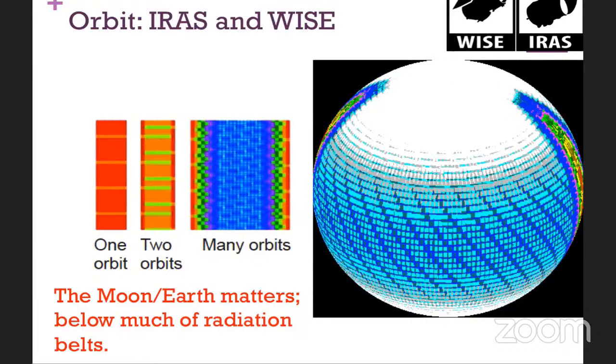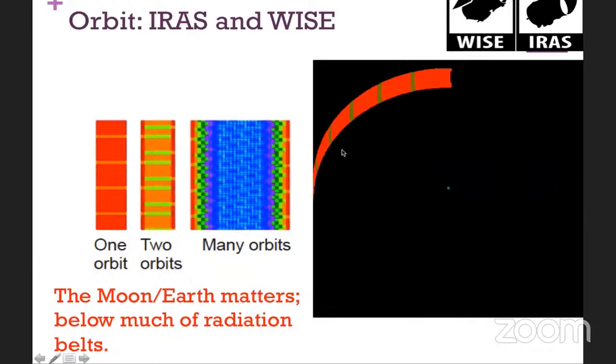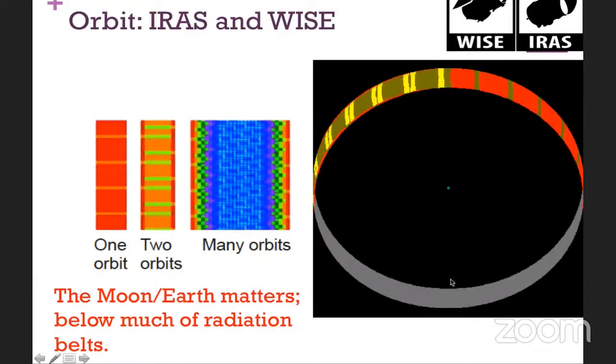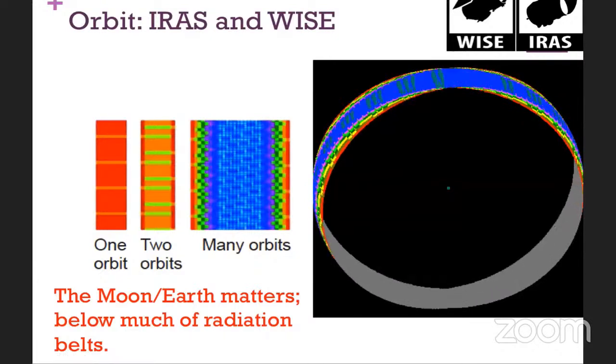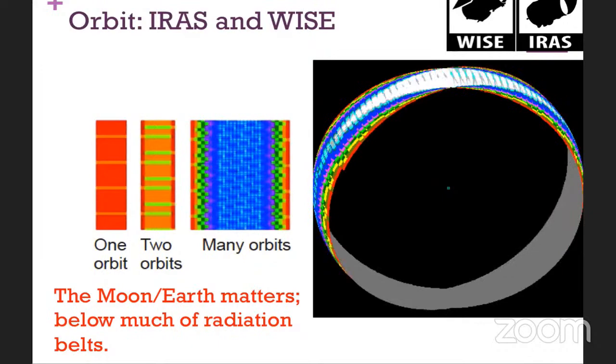So if I wait just a little bit longer, the movie will wrap around and it will start more from the beginning. And there we go. So that's the first orbit, and the next one is a little bit offset, and then every successive orbit continues to paint out the whole sky.